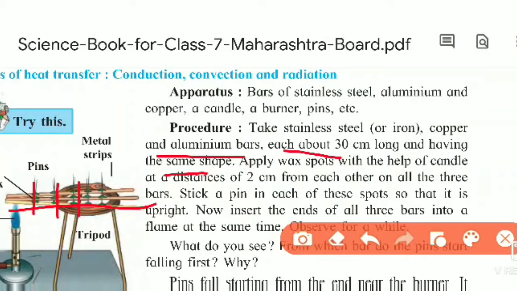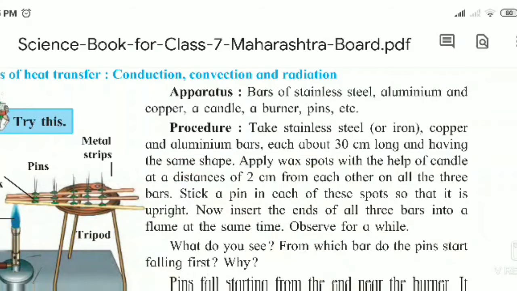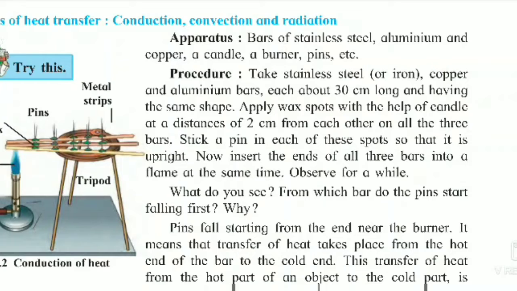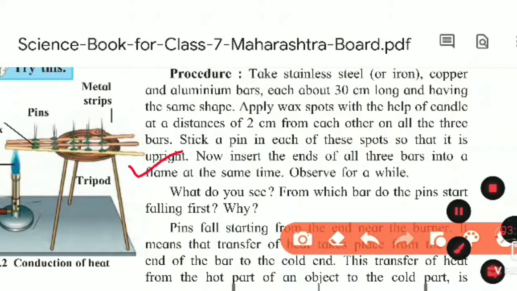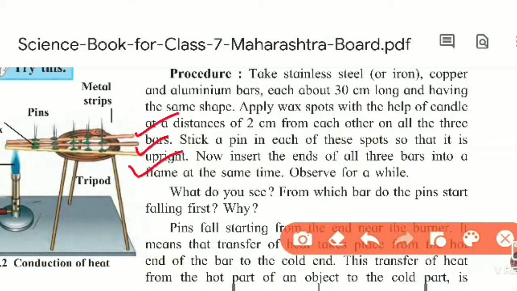Now insert the end of all three bars into a flame at the same time. What do you see? As I told you, the pins are falling, but which rod's pins fall first? Steel, aluminium or copper? That is also important. The very good conductor of heat is the one whose pin falls first. All are conductors of heat, but the good conductor is the one whose pin falls first. We will see what is given in the explanation.